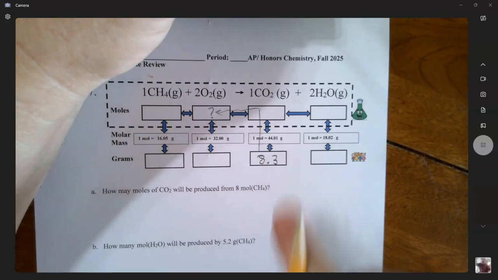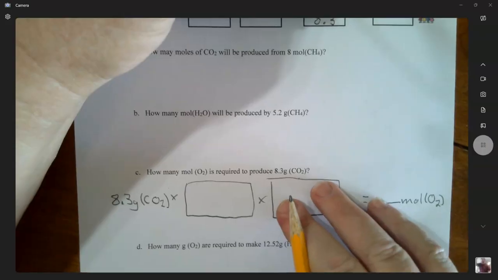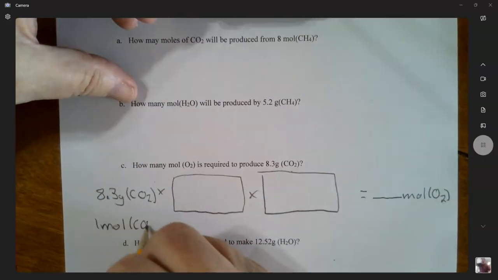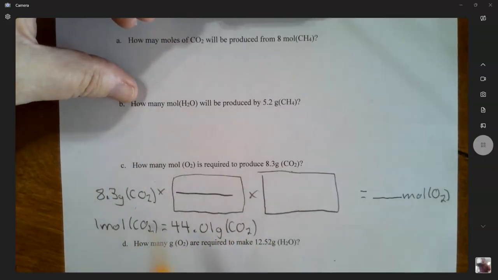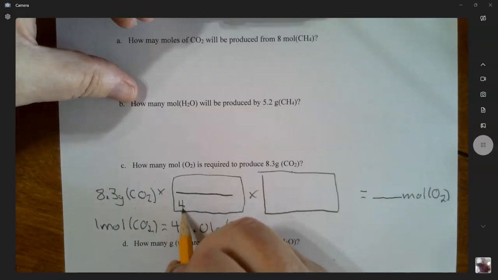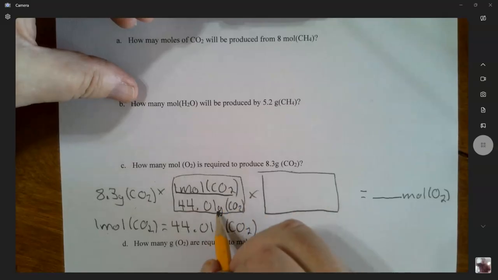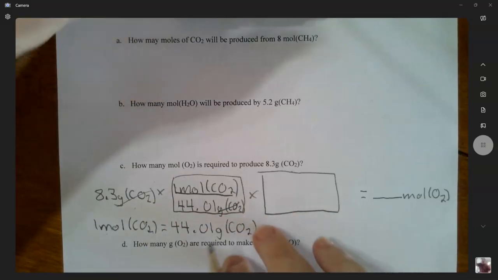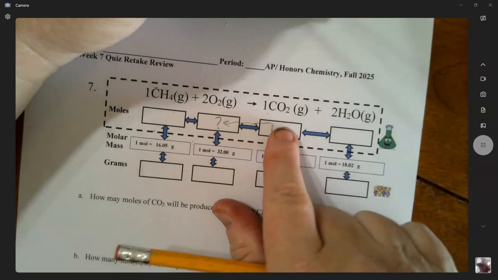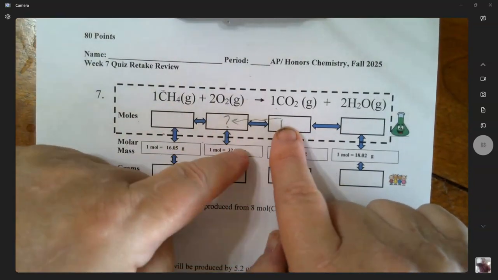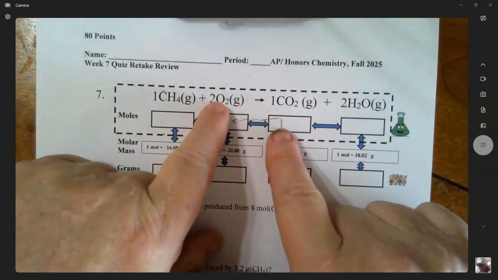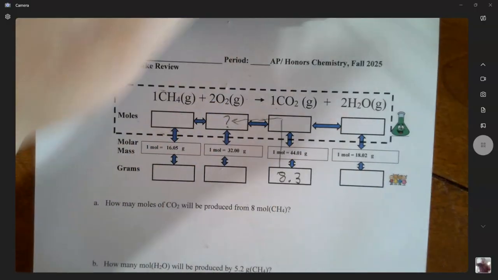And then the first equivalency we need is the molar mass of CO2, which is 44.01. Grams of CO2 on top, so we need to put this one on the bottom. And 1 mole CO2 goes on the top. Grams of CO2 cancels and cancels. So now we're sitting here in this box, moles of CO2, and we need to get to here. So the equivalency is 2 moles O2 equals 1 mole CO2.